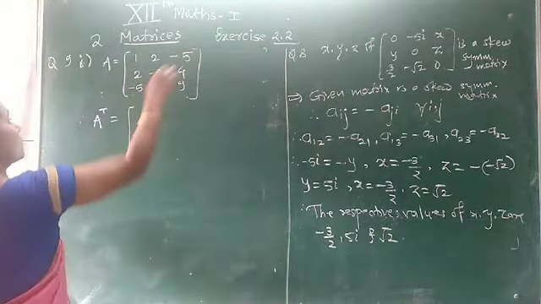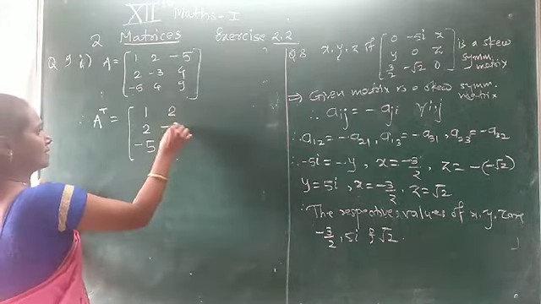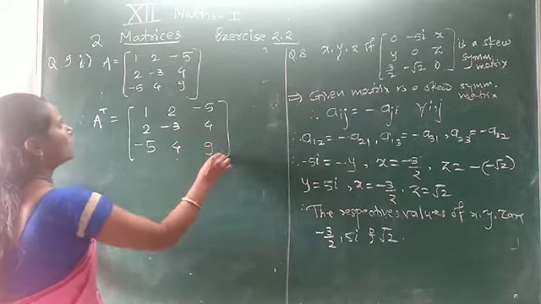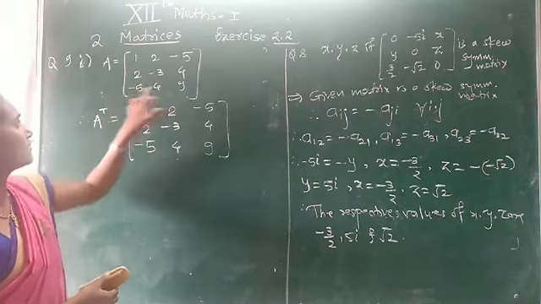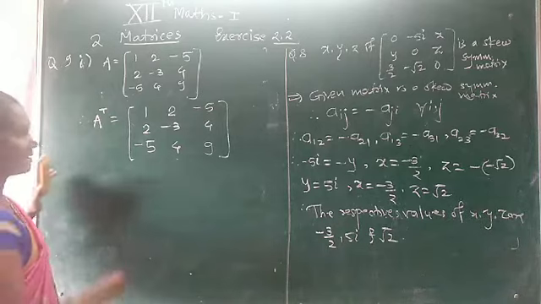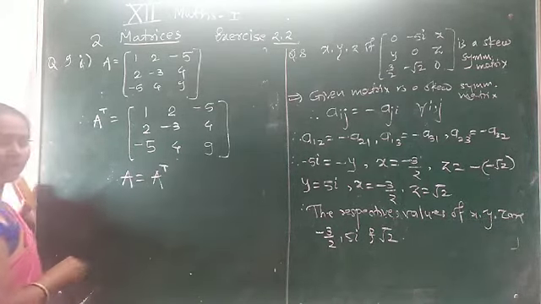So this first row becomes the first column. Next, 2, minus 3, 4. Minus 5, 4, 9. Now look at these two matrices: 1, 2, minus 5, 2, minus 3, 4, minus 4, 5 and 9. Both the matrices are same. Therefore, here A is equal to A transpose.